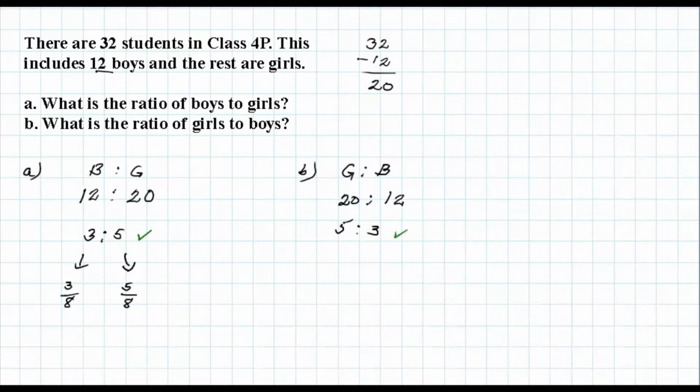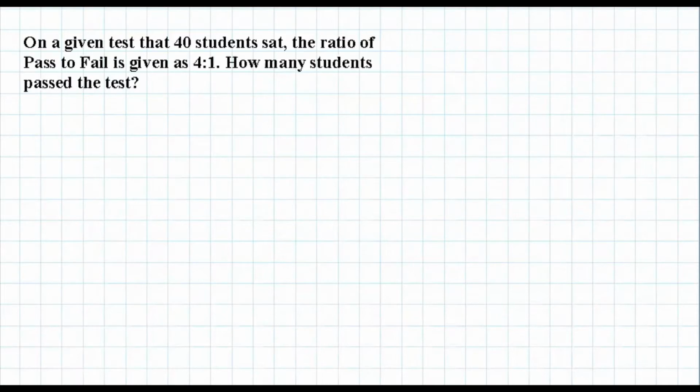All right, let's take a look at a different question then. On a given test, there are 40 students, and the ratio of pass to fail is given as 4 to 1. So how many students pass the test? So the ratio of pass to fail is given as 4 to 1. How many people pass? Basically, I'm looking to see what this 4 represents. And as we just learned, in fraction, this would represent 4/5. How did I get the 5? I add up the ratios. 4 and 1 is 5.